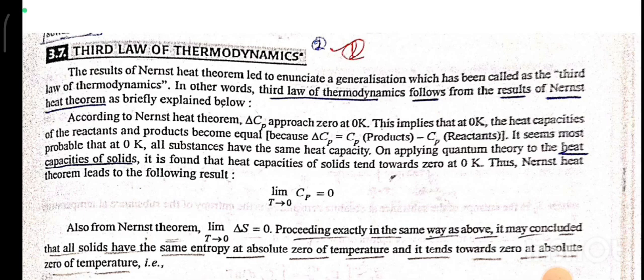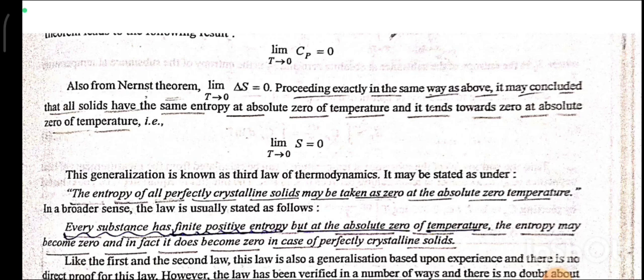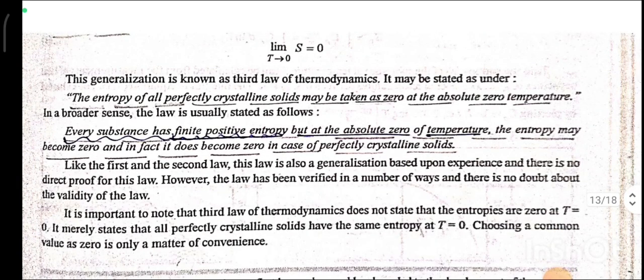On applying quantum theory to the heat capacities of solids, it is found that the heat capacity of a solid tends towards 0 at 0 Kelvin. Thus, the Nernst heat theorem leads to the following result: limit T tends to 0, Cp is equal to 0. Also from the Nernst theorem, limit T tends to 0, delta S is equal to 0. Proceeding exactly in the same way as above, it may be concluded that all solids have the same entropy at absolute 0 of temperature, and it tends towards 0 at absolute 0. Limit T tends to 0, S is equal to 0.